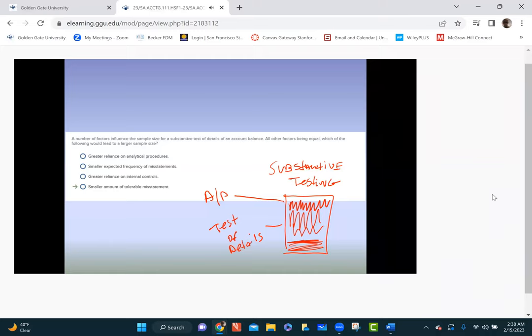Smaller expected frequency of misstatements. Again, that's my expected misstatement. If I think I don't have a lot of misstatements in there because of previous experience with the client, I can take a smaller sample size when I do my substantive testing.